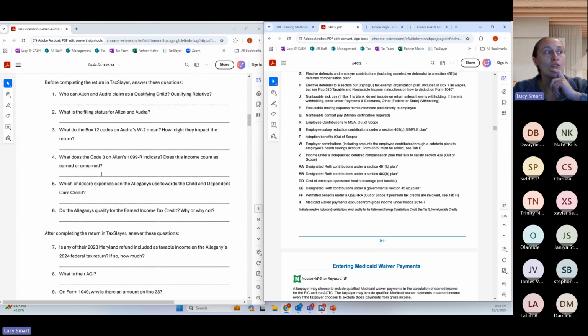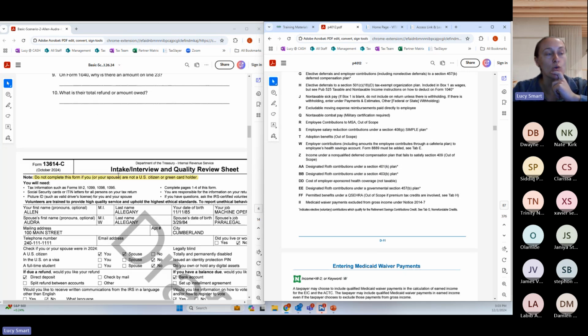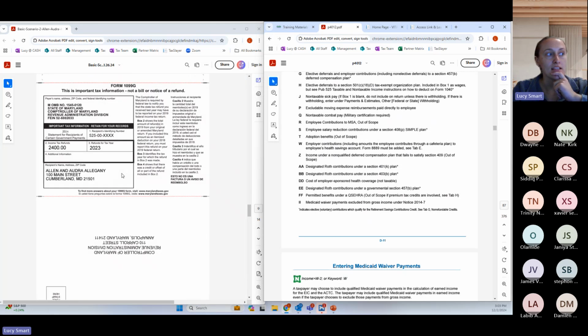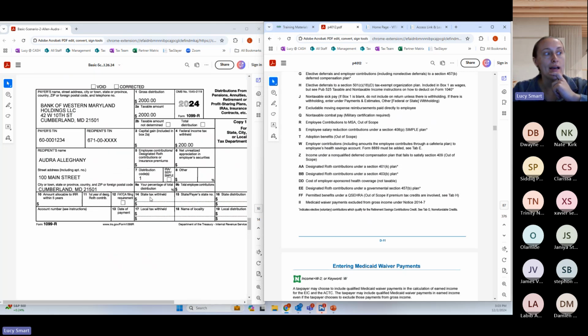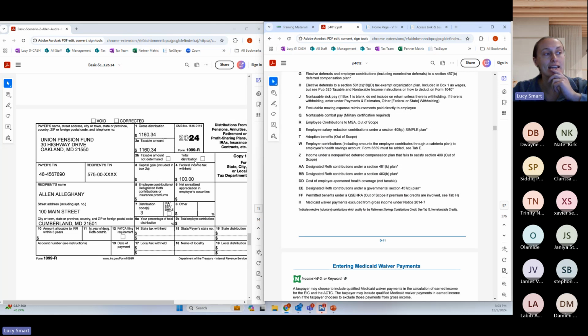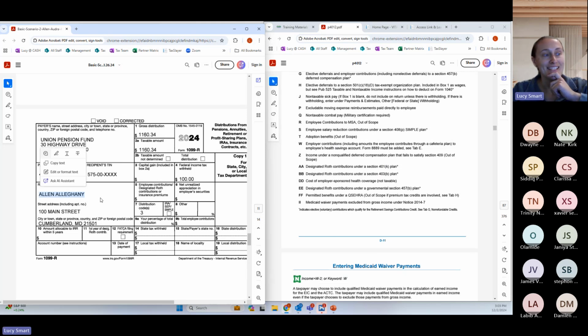Question 4 asks, what does code 3 on Alan's 1099-R indicate? And does it count as earned or unearned income? So drop it in the chat if you remember what a code 3 on a 1099-R indicates. Remember, Alan is working, but he was injured on the job last year. Nate says disability, not taxable. So yeah, that's right. Code 3 is for disability. It just counts as regular income. So it's going to count as earned income for him. He doesn't have any extra, like early withdrawal taxes to pay. So we've got to remember to take our extra step in TaxSlayer and check off that box 3.